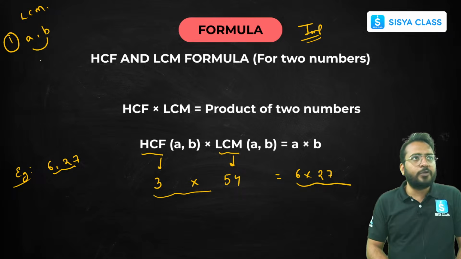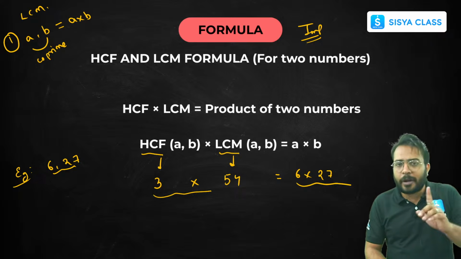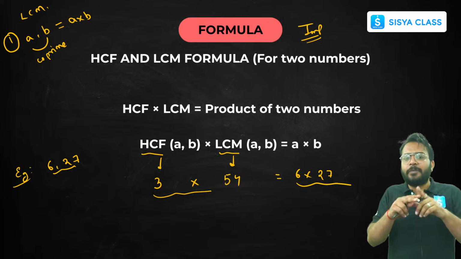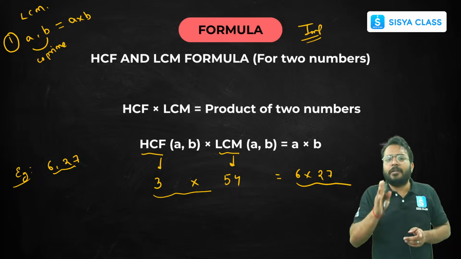And these two are co-prime. The LCM of these two co-prime numbers is just equal to their product. Understood? All right. Any two numbers, suppose 3 and 5. 3 and 5 are co-prime numbers. So what is going to be the LCM? Just the product of these two numbers, 3 into 5.